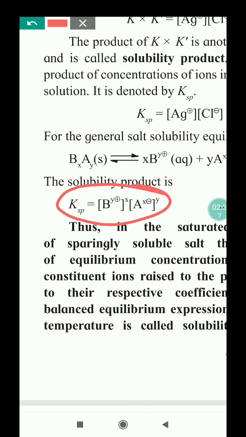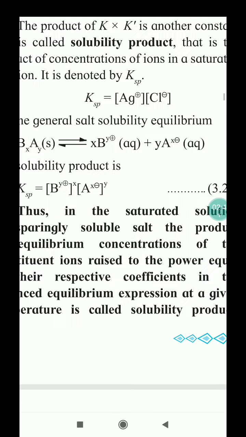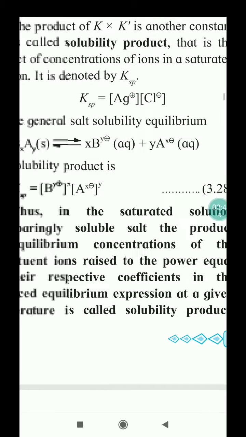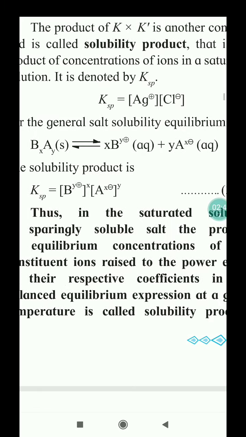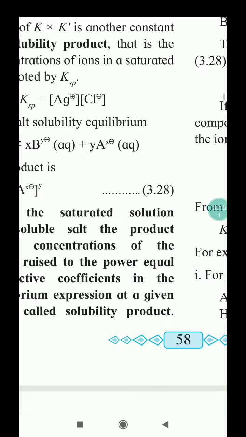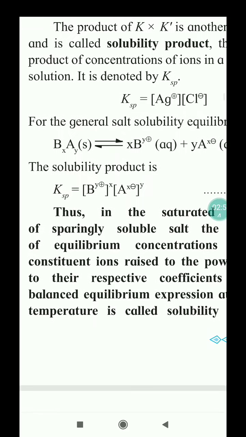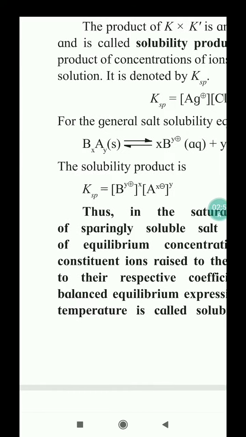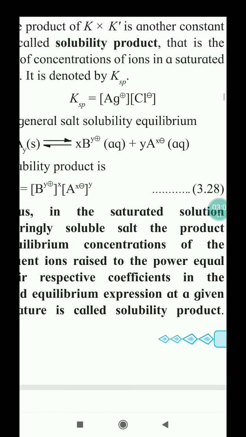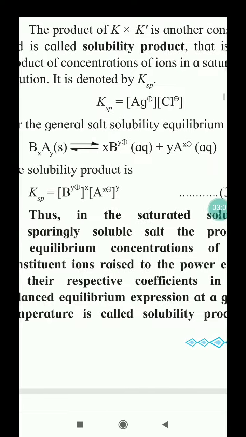So the definition of the solubility product is: in the saturated solution of a sparingly soluble salt, the product of the equilibrium concentrations of the constituent ions raised to the power equal to their respective coefficients in the balanced equilibrium expression at a given temperature is called the solubility product.